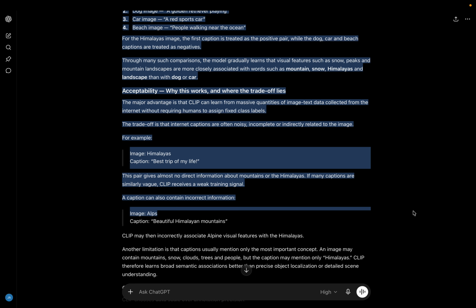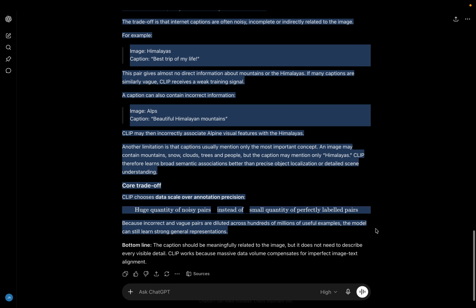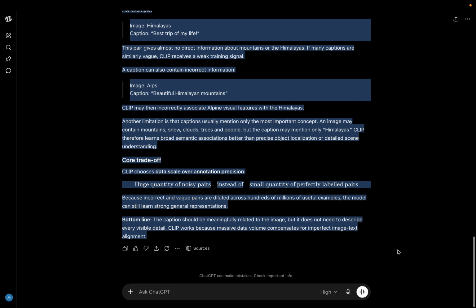That's how a CLIP model is trained, and we can query them using text instead of the traditional method of giving an input image. Thank you.